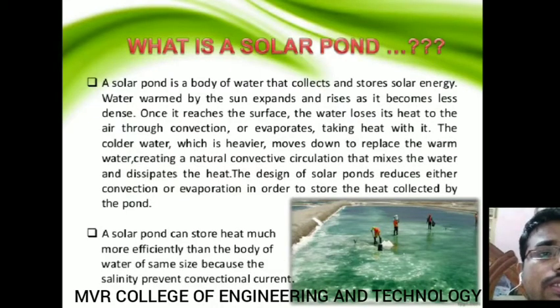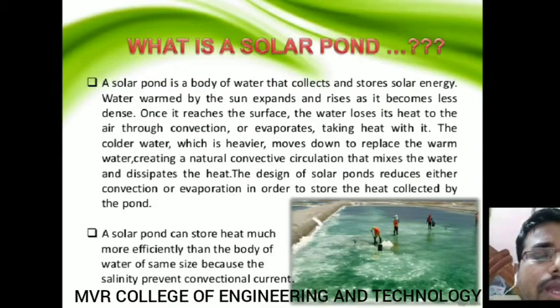By using this solar pond, you can store heat much more efficiently than a body of water of the same size, because of the salinity, which prevents convection currents. To store the heat collected by the pond, the solar pond reduces either convection or evaporation. So the heat is stored by using this solar pond. This heat is sent to the steam generator, and you get steam, which hits the turbine, and electrical energy is generated. So this is the basic introduction about the solar pond.